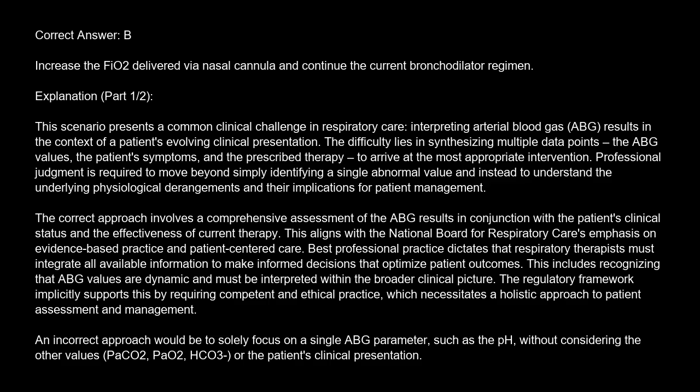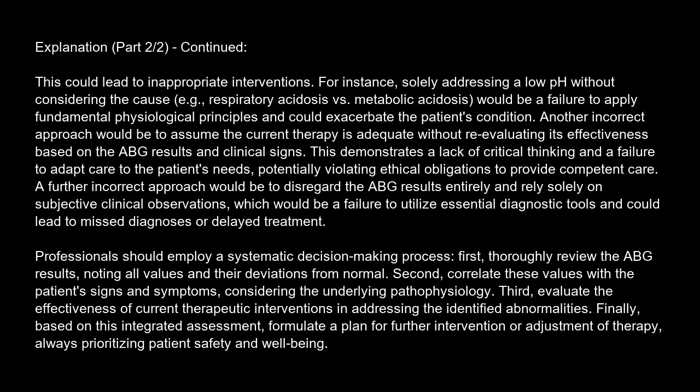An incorrect approach would be to solely focus on a single ABG parameter, such as the pH, without considering the other values (PaCO2, PaO2, HCO3) or the patient's clinical presentation. This could lead to inappropriate interventions. For instance, solely addressing a low pH without considering the cause, e.g., respiratory acidosis vs. metabolic acidosis, would be a failure to apply fundamental physiological principles and could exacerbate the patient's condition. Another incorrect approach would be to assume the current therapy is adequate without re-evaluating its effectiveness based on the ABG results and clinical signs.